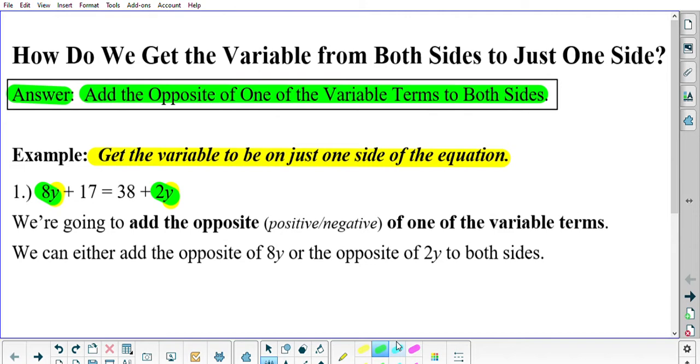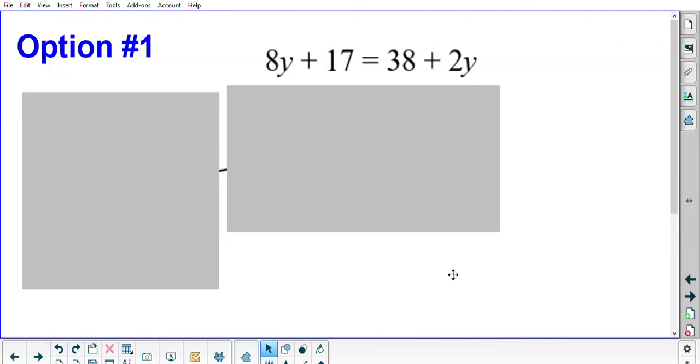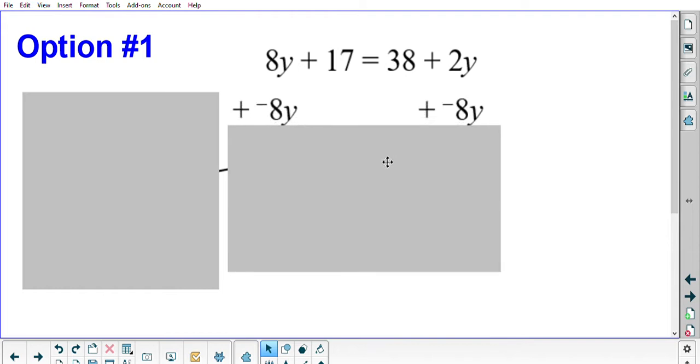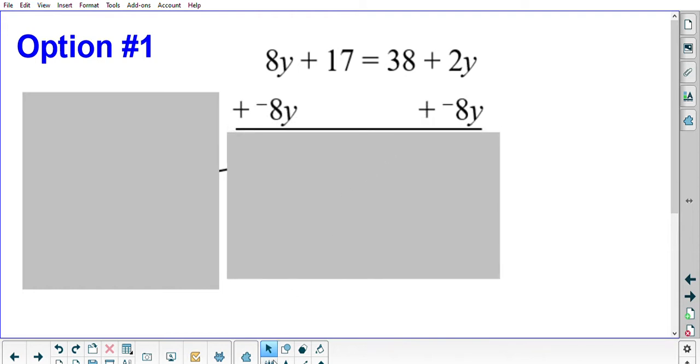Follow along with me. And so we have two choices here. We can either add the opposite of 8y, or we could add the opposite of 2y. Either one, we get to choose. As long as we do it to both sides, then we're allowed to do it algebraically. So let's take a look at this. Here's option one. We could add the opposite of 8y, which of course would be negative 8y.